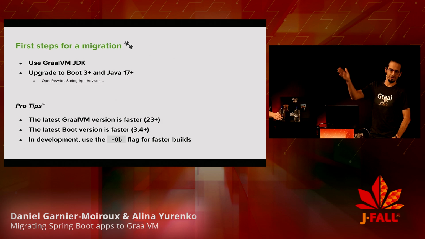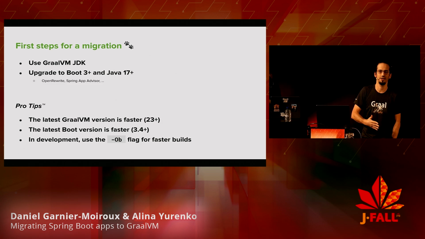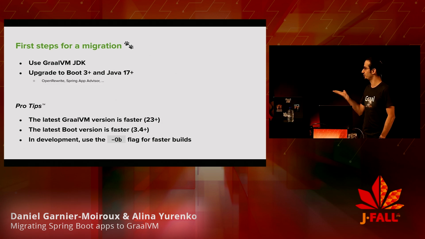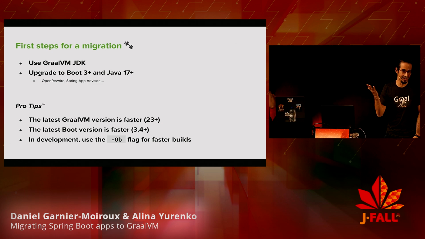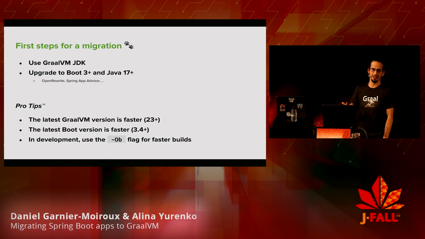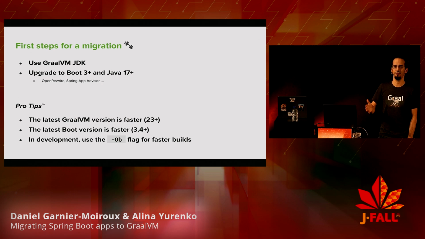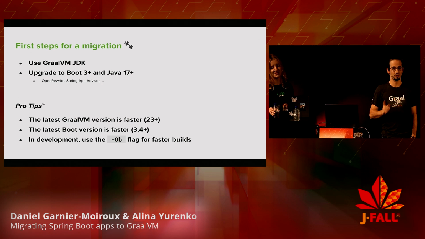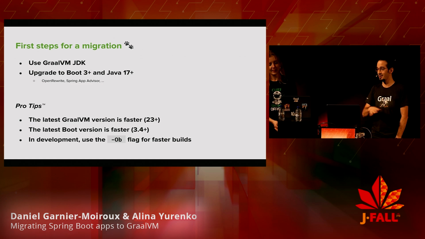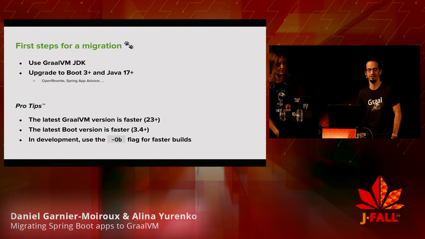Right, so if you want to migrate your current application that works, the first thing you need to do is, of course, use the GraalVM JDK. Otherwise, you can't do a GraalVM native image. Second, update to Boot 3. If you're still on Boot 2, I'm not going to ask you, it's fine, but it's out of open source support. So you should be migrating regardless of whether you do native or not.